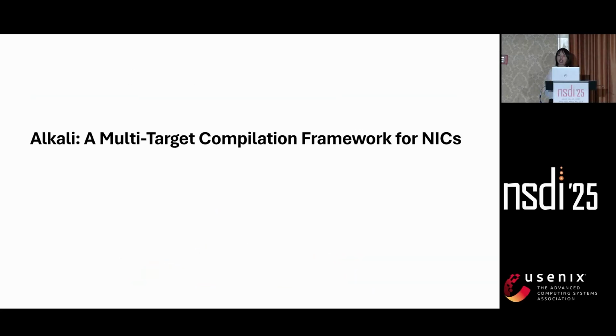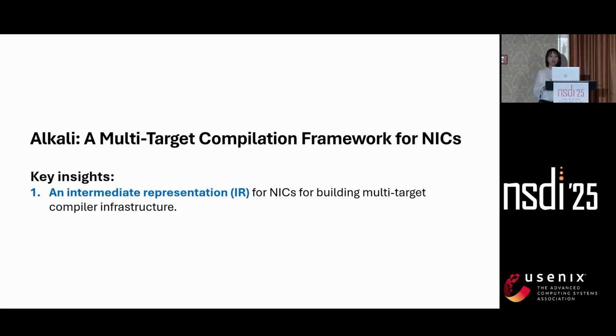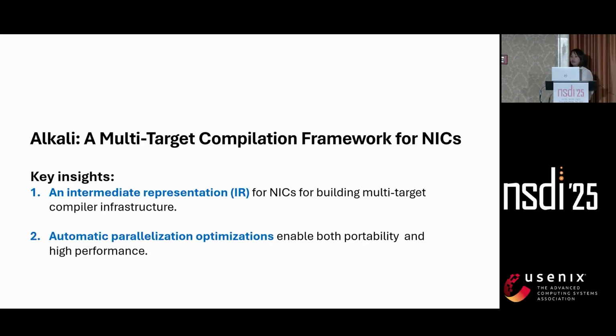To achieve this ideal world, we have built Alkali, a multi-target NIC compilation framework. The key enablers of Alkali are twofold. First, we use a new intermediate representation layer inside the compiler, which serves as a narrow-waist abstraction for building flexible and reusable compiler infrastructure for NICs. And we have developed new auto-parallelization optimizations that can automatically port your program to different NICs with good performance.